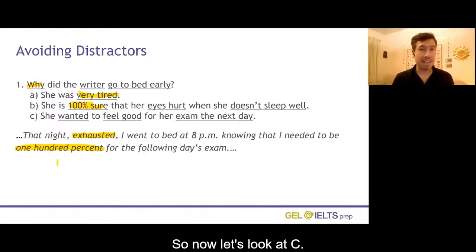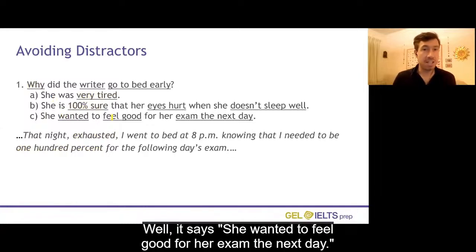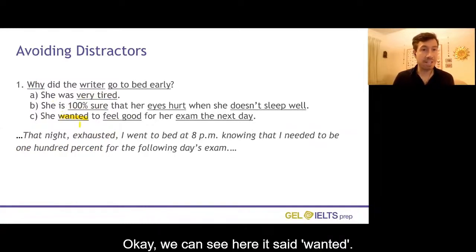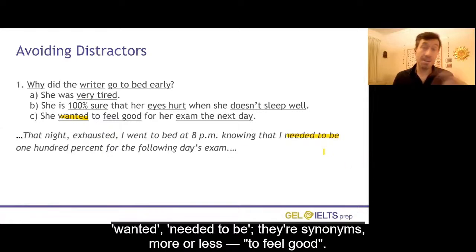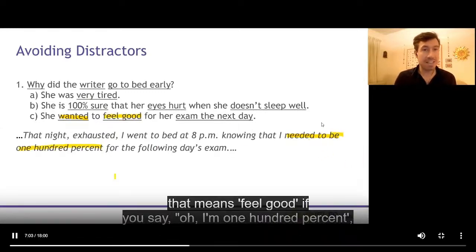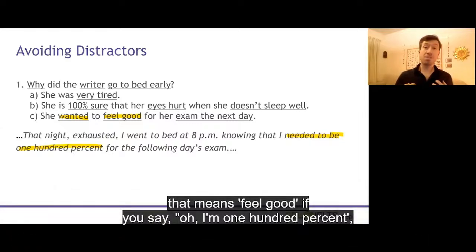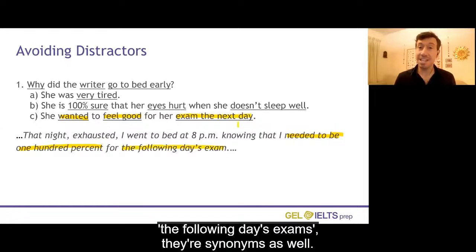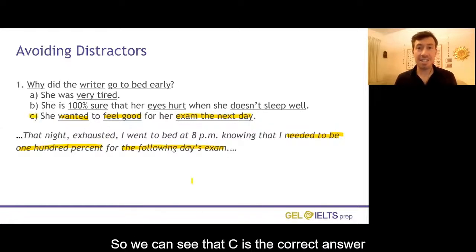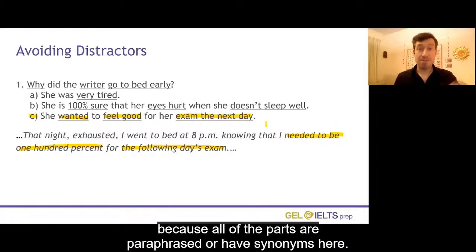So now let's look at C. Well, it says she wanted to feel good for her exam the next day. Okay, we can see here it said wanted. I went to bed at 8 p.m. knowing that I needed to be, okay, wanted, needed to be. They're synonyms, more or less. To feel good, we said be 100%. That means feel good. If you say, oh, I'm 100%, that means you feel good. So wanted and feel good for her exam the next day and the following day's exams, they're synonyms as well. So we can see that C is the correct answer because all of the parts paraphrased or have synonyms here.